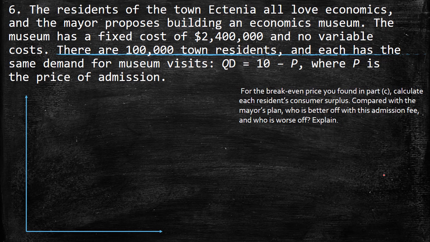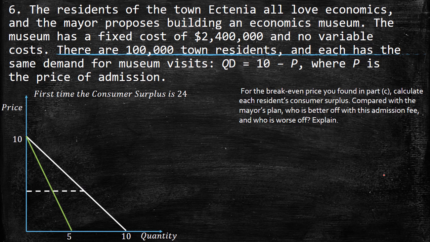Then they say, for the break-even price you found in Part C, calculate each resident's consumer surplus. Compare with the mayor's plan: who is better off with this admission fee and who is worse off. Explain. So here, the first time, the consumer surplus is 24, as we represented before. Now in the new case, the price is 4, so the quantity demanded for each consumer is 6, then it's 6 times 6, which is the height. This is going to be 36 over 2, which is 18.